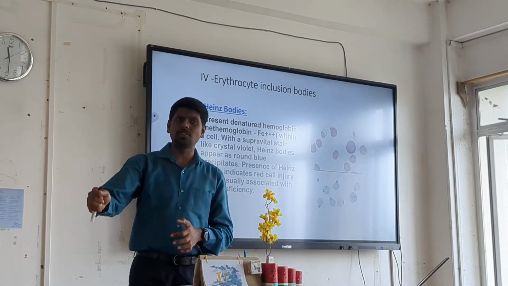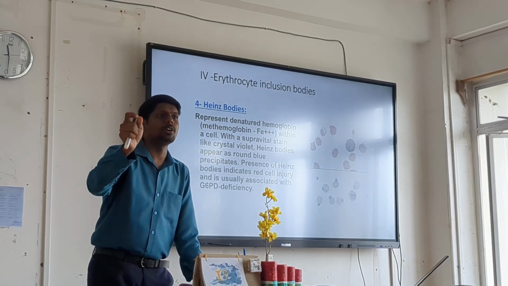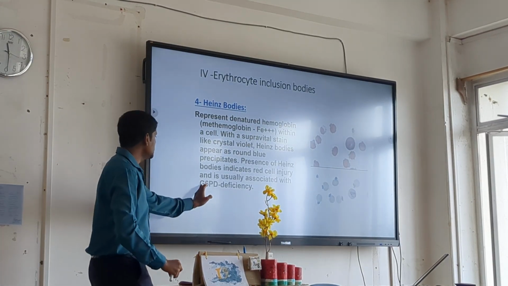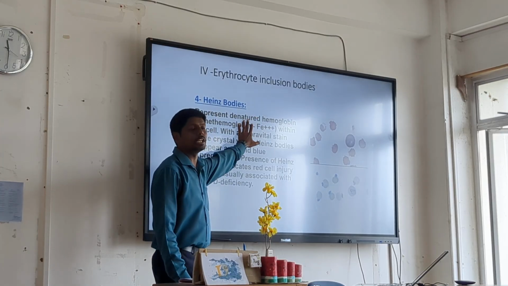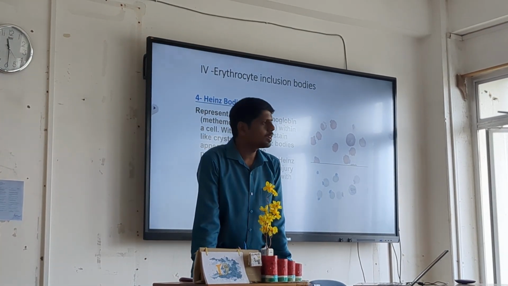Heinz body is particularly seen in an inherited blood disorder that is called G6PD deficiency. In G6PD deficiency, Heinz bodies can be seen. What is this? Is it right or not?